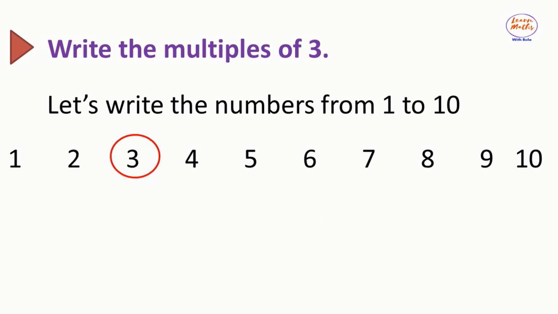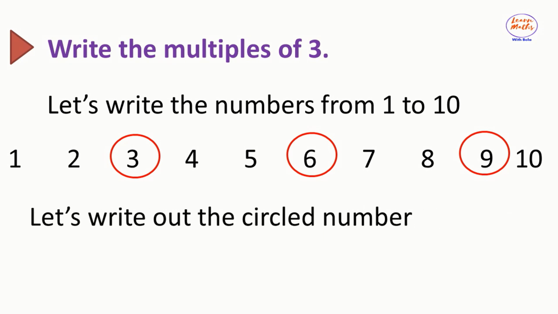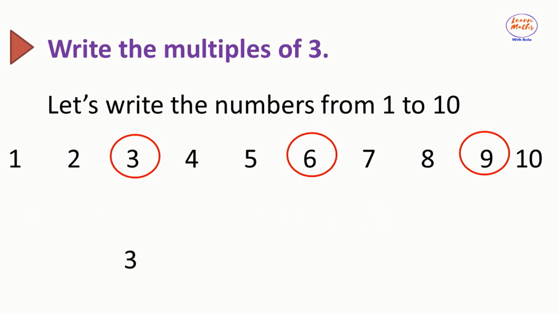So we have 3, then you count 1, 2, 3 and get to 6. Then when you count 1, 2, 3 again, you end at 9, and there are no other numbers that you can count with. So we stop here. Then we write out the numbers that are circled, and there you have 3, 6, and 9. So these are the multiples of 3 that are within the range of 1 to 10.